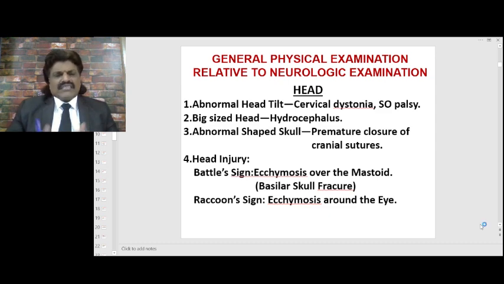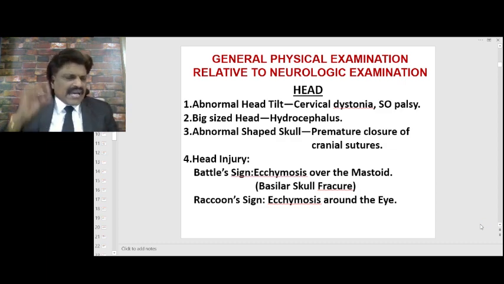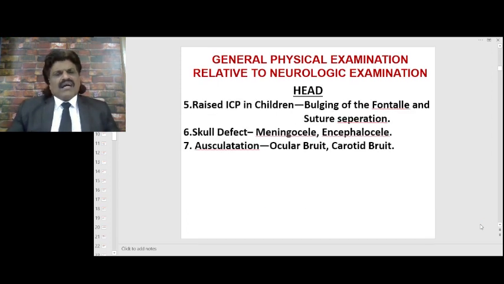If there is a history of head injury, we need to look at the Battle sign and raccoon sign. Battle sign is ecchymosis over the mastoid because of the basilar skull fracture, and raccoon sign is because of the ecchymosis around the eye. Continuing with the head, if a person has got raised ICP in children, there is bulging of the fontanelle and suture separation, because sutures have not yet formed, and therefore if there is raised ICT, the sutures separate.